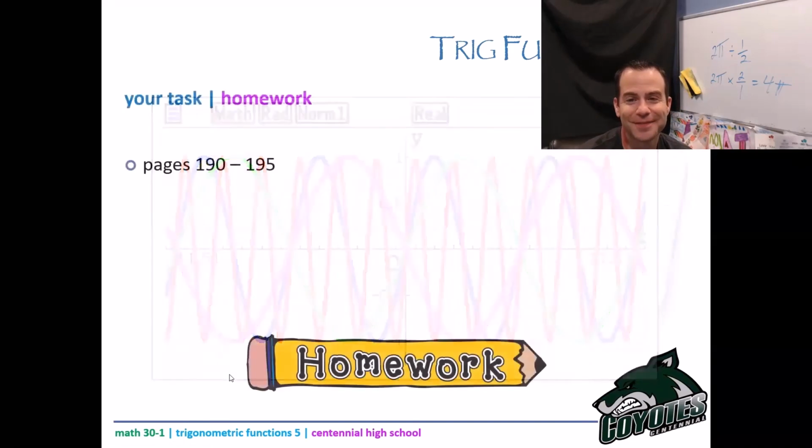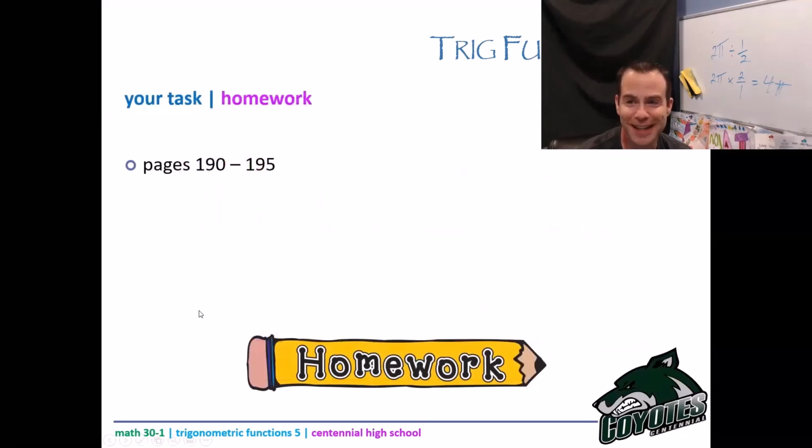All right, that's all we're doing for today. I think that's enough to wrap your head around. Please take your time with this. Please draw carefully and think about all those important points, okay? So your important points are the midlines, the maximums, and the minimums. And they're always a quarter of a period away from each other, okay?